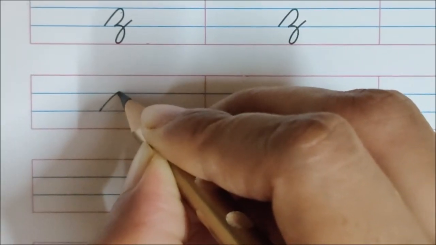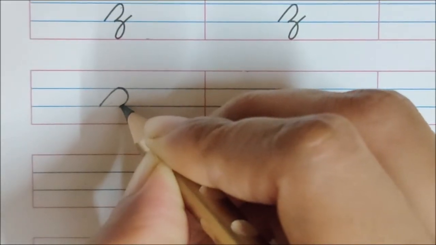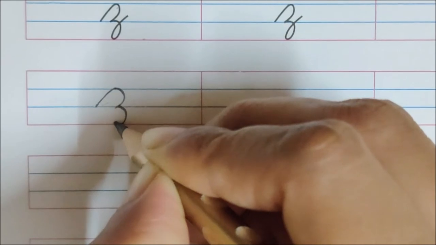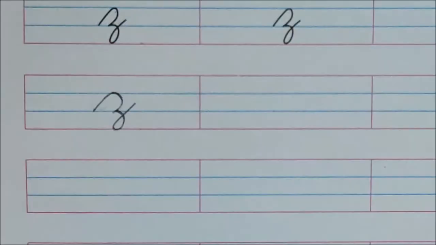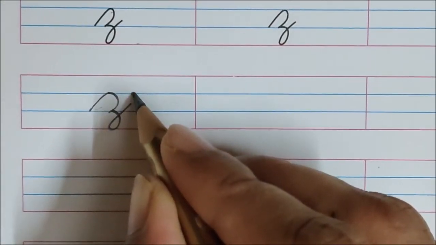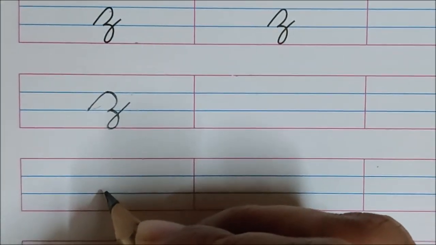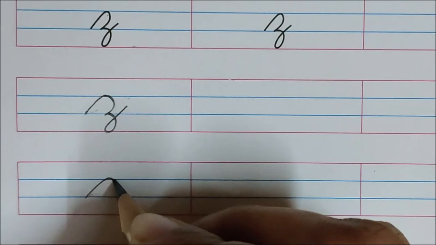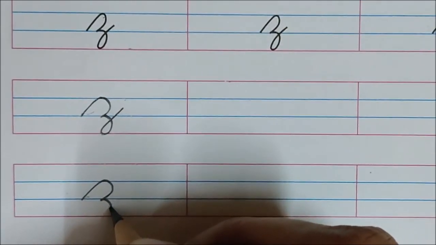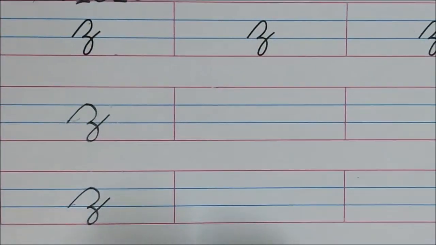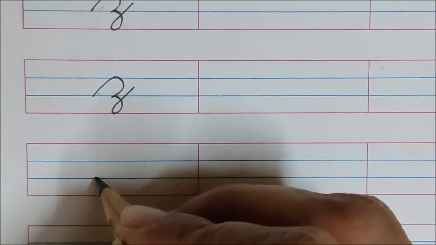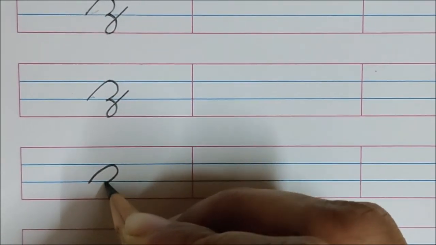Go up, turn, go down, touch the red line and turn to make the tail before the blue line. Z, Z. See, my tail is not touching the upper blue line. Go up, turn, down, turn. Z, Z. Z, Z.